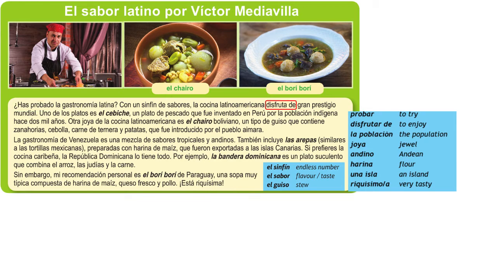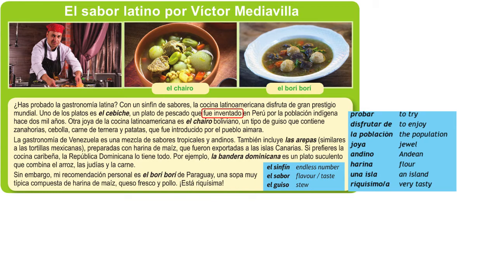Next. Disfruta de. Okay, this one is in your vocab sheet there. It's just a really useful verb, this one. Disfrutar de means to enjoy or to have, to benefit from, that sort of thing. So you can say, disfruto de mi tiempo libre. I make the most of my free time. I enjoy my free time. Something like that. It's a useful verb. I just wanted to note it down for you.